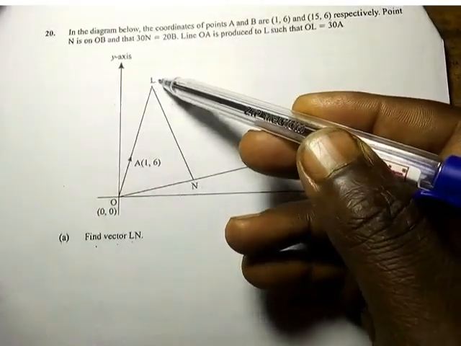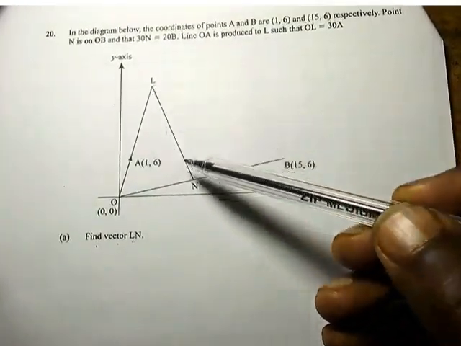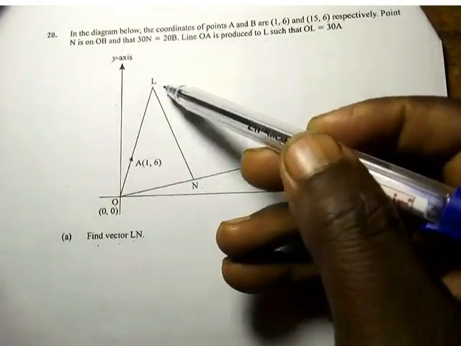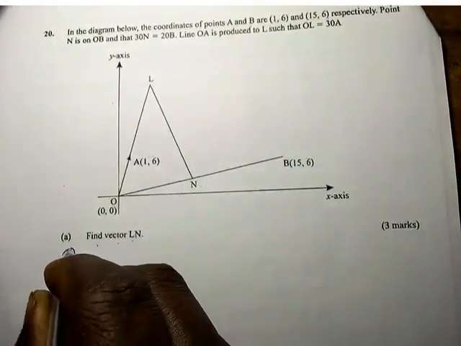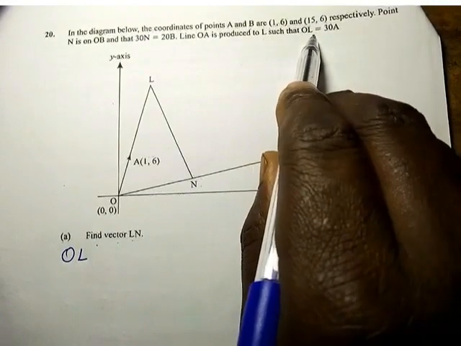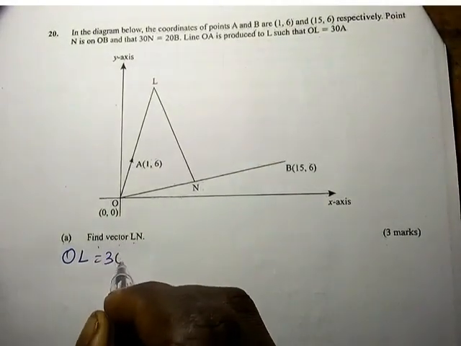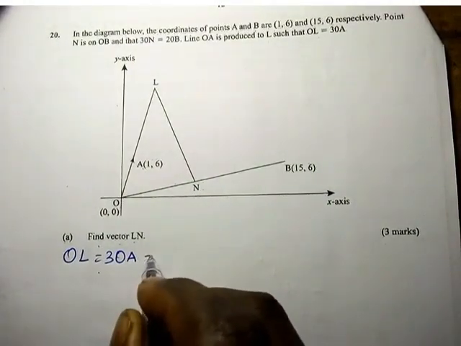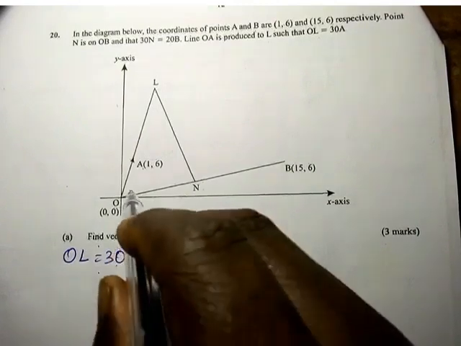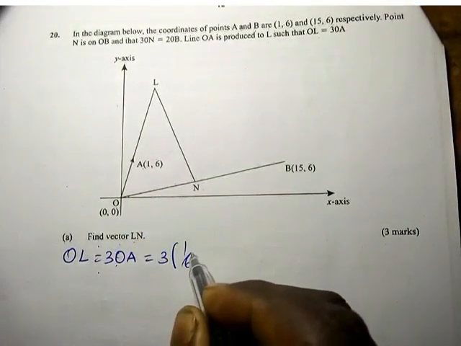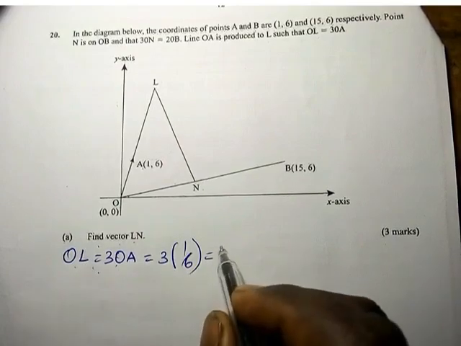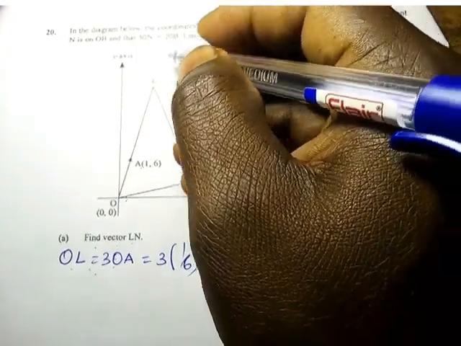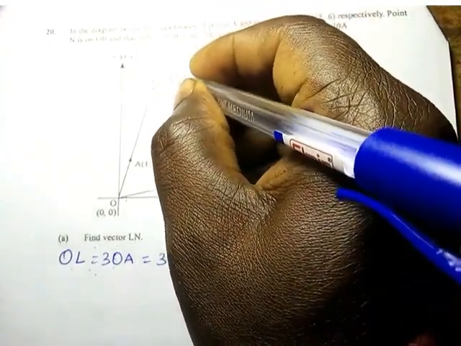We want vector LN. So before we get LN, we must know the coordinate of N. We must know the coordinate of L. Of course, we have been given that OL is equal to 3OA. But we have OA is (1, 6), so 3 into OA is (3, 18). So meaning OL is (3, 18). So L here is (3, 18).